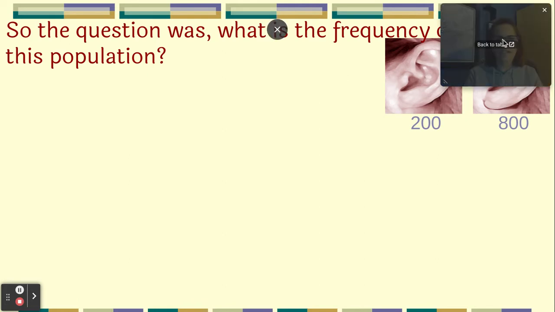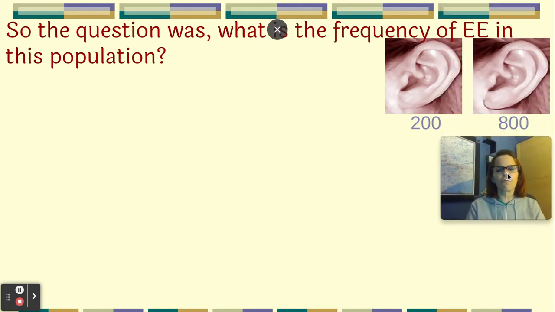I want to remind you really quickly how to solve these problems. So in this example, the question was, what was the frequency of big E, big E in this population? Well, that's really hard to tell because they are included with the big E, little E's. They look the same. So there were 200 that had attached earlobes, 200 out of 1,000.